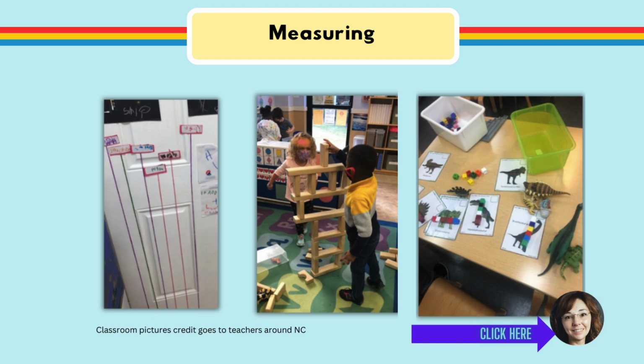So let's talk about measuring. This teacher had the children write their name. So there's their literacy. They wrote their name and then how tall they were. And then they measured how tall, and they could see visually who was tallest, who was shortest. So there's that math language. And then it would be so fun to do this again at the middle of the year and then maybe at the end of the year to see how much the children grew.